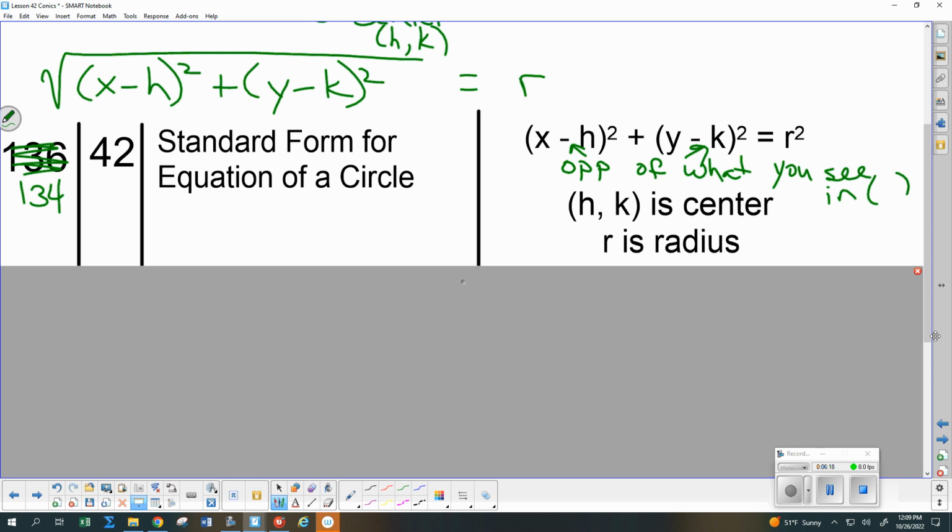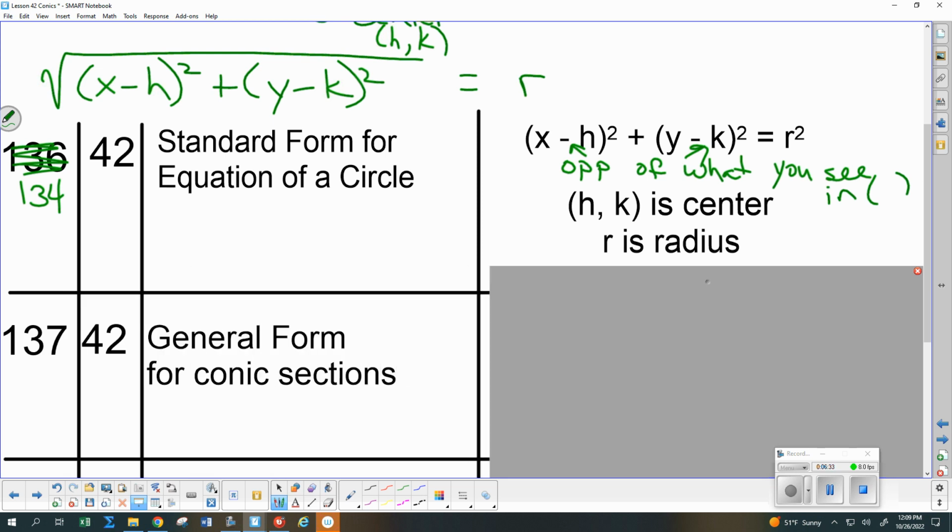Now we could also FOIL all of that out, right? And we'd have an x squared and a y squared and some other terms going on in there. If we FOIL it all out, we can get the general form for the equation. And for the circle, it's going to have an x squared and a y squared. It's going to have something x and something y and some kind of a constant.